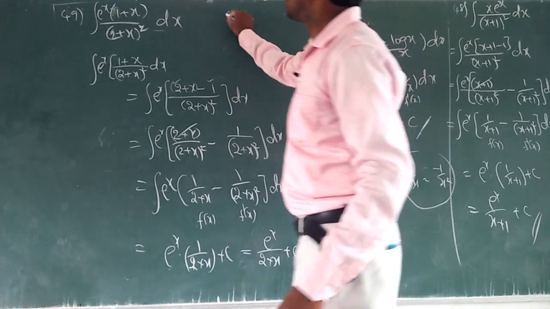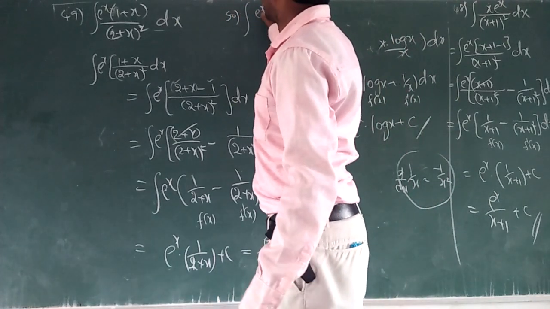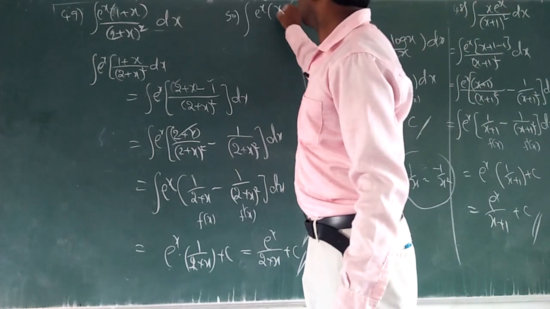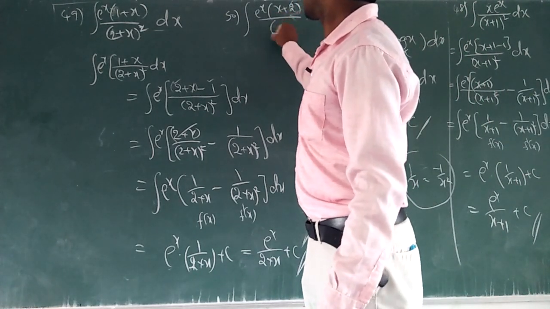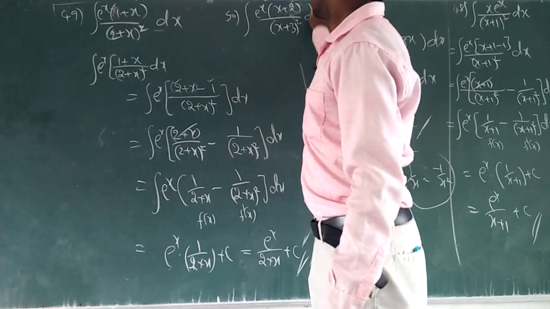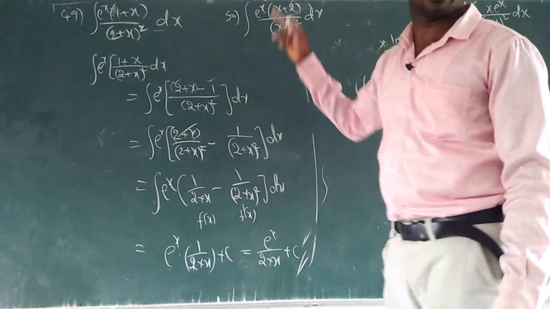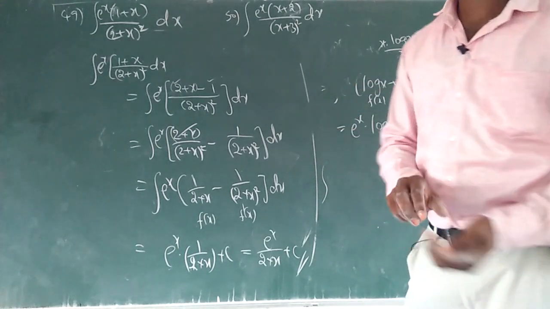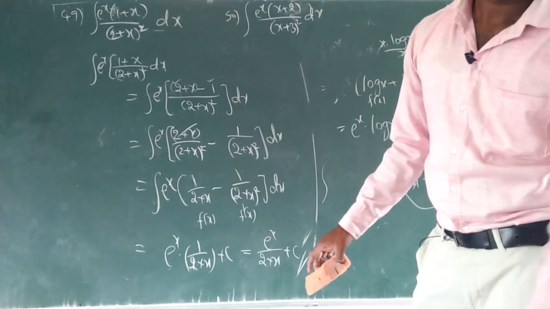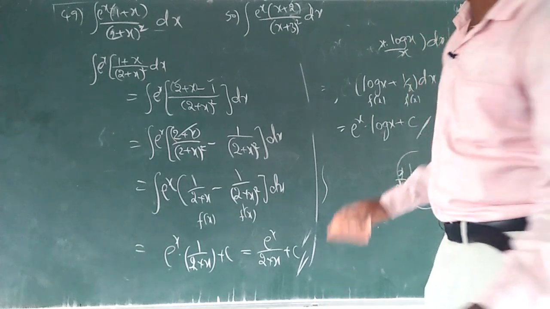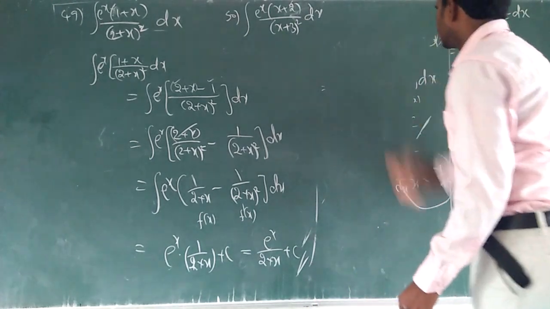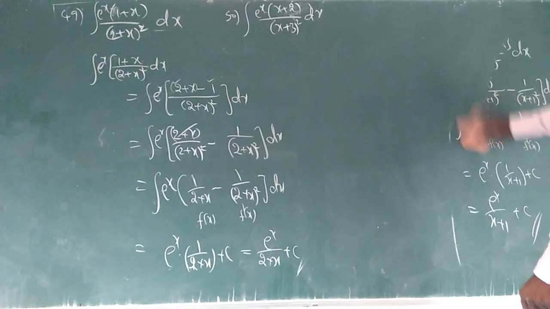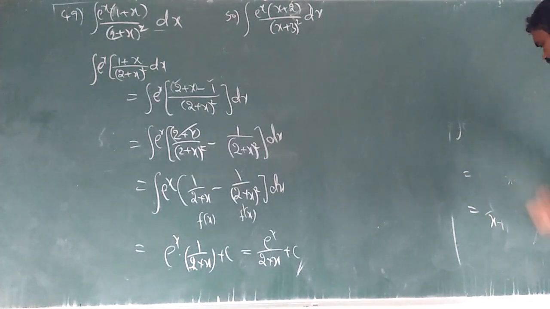Put here: integration of e power x of (x plus 2) by (x plus 3) whole square. Okay, same way. What will be the answer? e power x by (x plus 3) is the answer. That was the 50th question. And one more last problem in this part. The remaining 2 more questions will be taught, I will tell you in the next video.